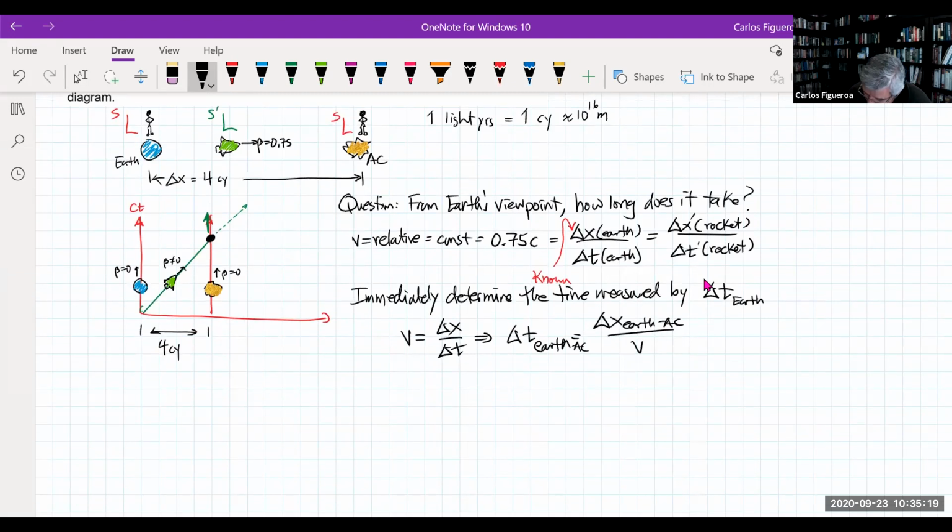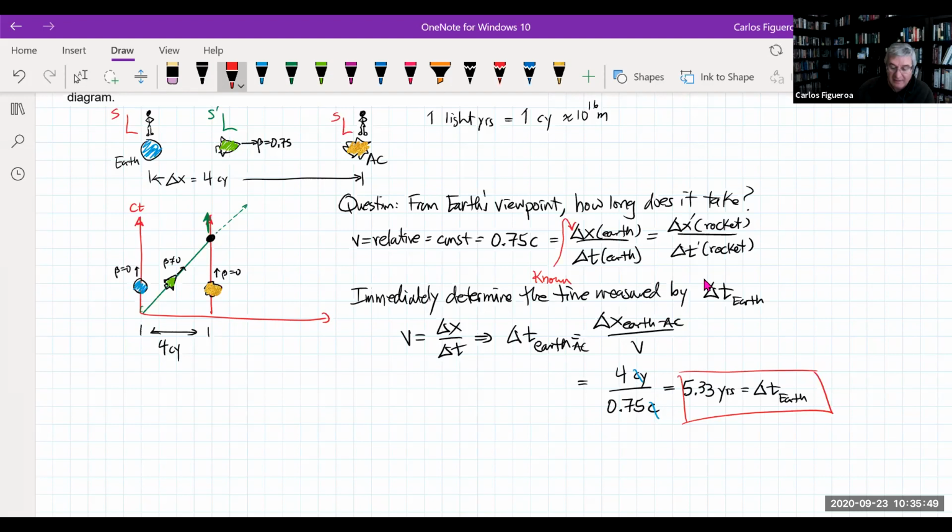And if I look at this mathematically, then clearly this guy is 4 light years and this guy is 0.75 c. You can see here that the c's cancel out. And so when I compute this value, I end up getting 5.33 years for the time measured on Earth. That is the time measured on Earth.